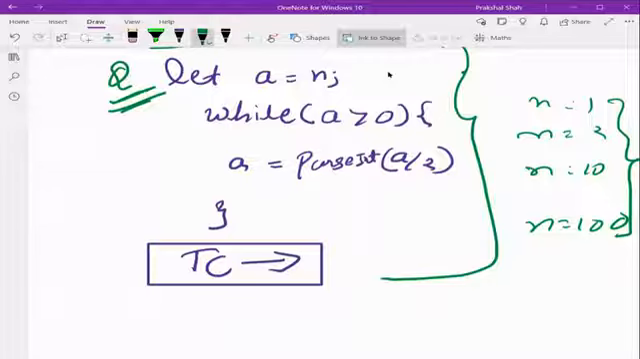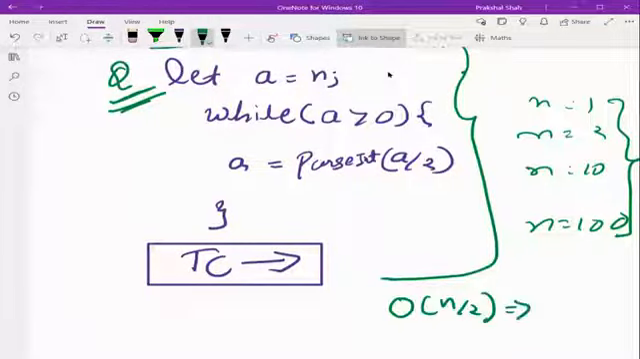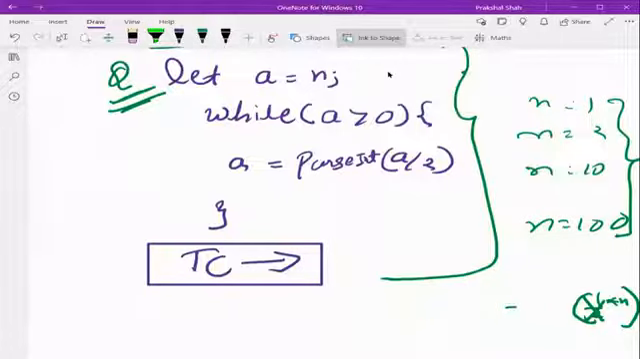Mac, I just said now that order of n by 2 should not be your answer, because order of n by 2 is what? 1 by 2 into n. Okay, 1 by 2 should always be ignored. Yes or no? Okay, that is why I'm telling you, think about it.